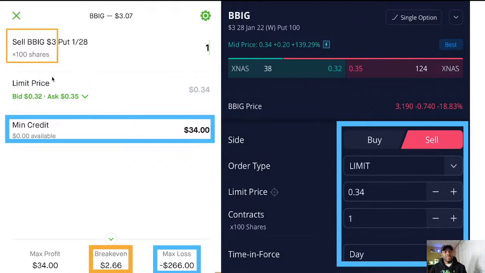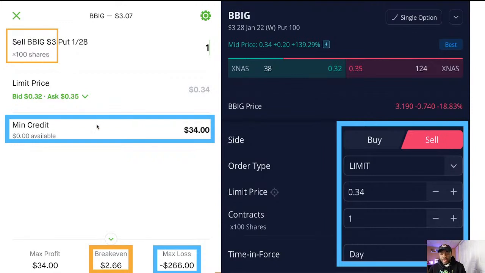Okay, let's look here at Robinhood. Notice I've highlighted some of these for you so you can see that we're going to talk about each one of these, this orange rectangle up here and these blue ones down here. Let's keep it going. We're looking at BBIG. The stock right now, at the time that I took this screenshot, was $3.07. With that being said, you might consider selling a put with a strike lower than the current stock price, because you expect the stock to go up if you're selling a put generally. So you would pick a strike price that is lower than the current share price.